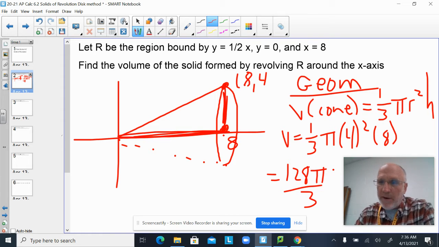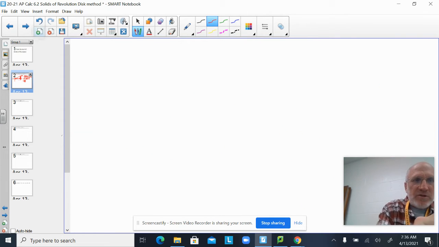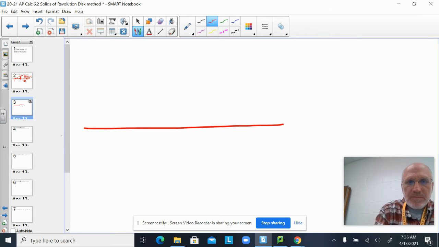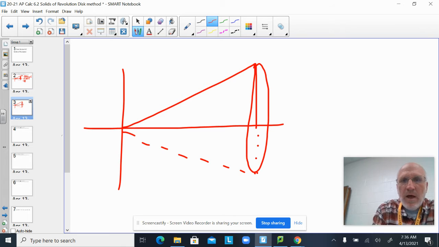I want to now show you how we can use calculus to do the same thing. So I'm going to go to new screen here. I'm going to put this picture back. Looks like this, and like this, and like this, and like this. And then when I revolve it, it looks like this. Okay, so I'm going to take a typical cross-section rectangle.